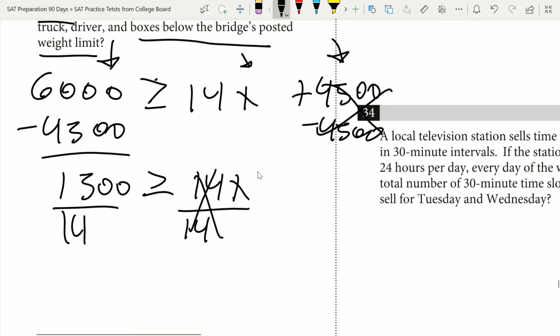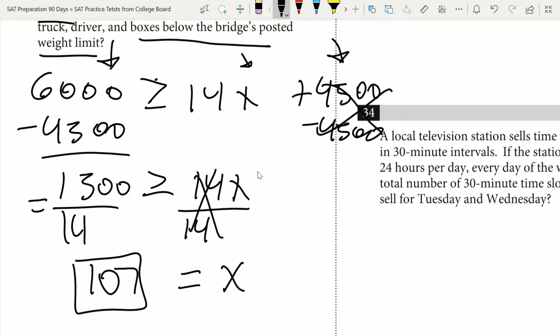Keep in mind we can't have 0.14 of a box, and we also have to round down because it has to be less than that weight. But really it's just because we can't have 0.14 of a box. Therefore X must equal 107. So our answer there, 107, is going to be our number of boxes.